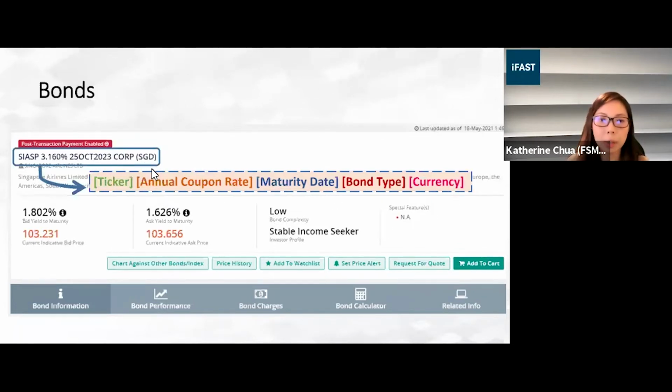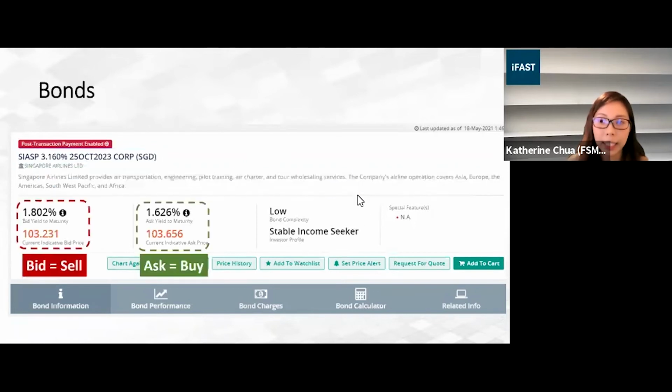And lastly, the one in brackets is, of course, the currency that the bond is being traded in. In this case, this is an SIA bond traded in Singapore dollars. The minimum amount to invest in this bond is 250K, because this is a wholesale corporate bond.